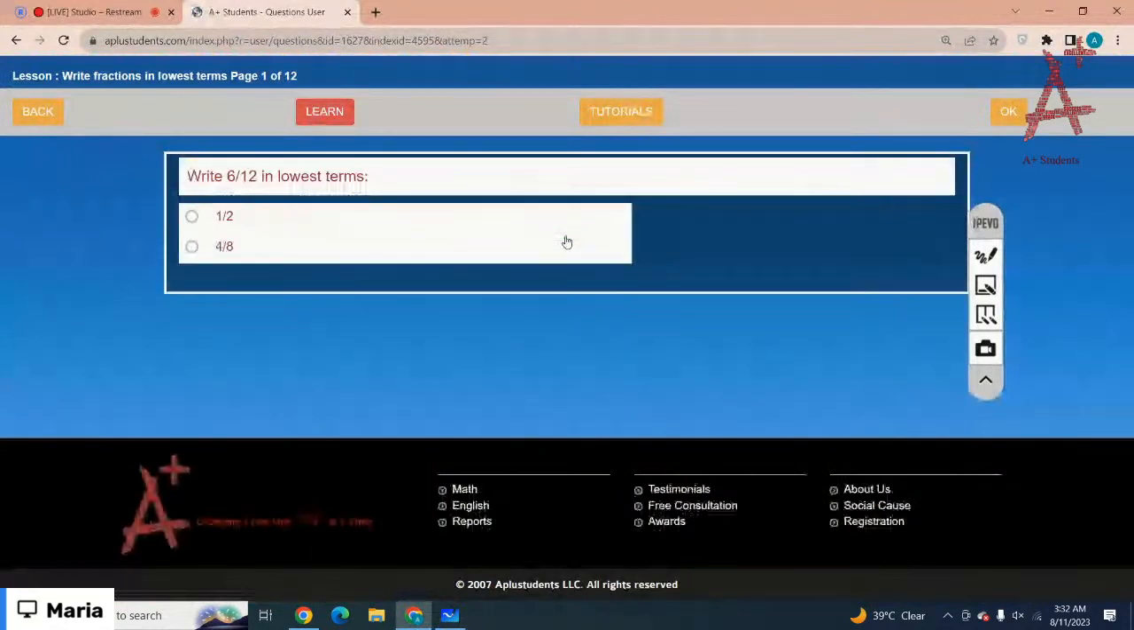Okay, write 6 by 12 in lowest terms. So how do you write the fractions in lowest terms? You have to find the largest factor of both the numbers, right? So just divide them by the largest factor and it would be 1 over 2. The correct option is 1 over 2.